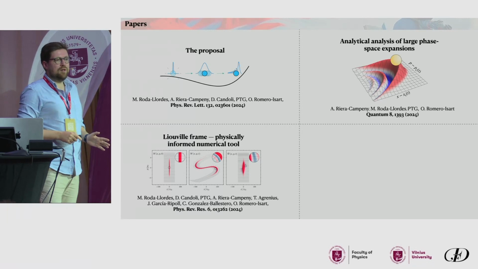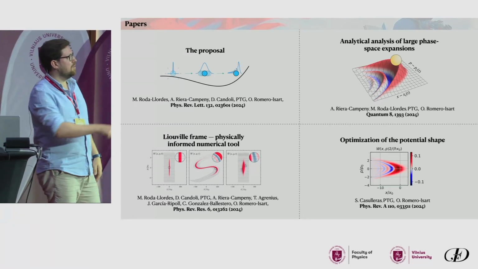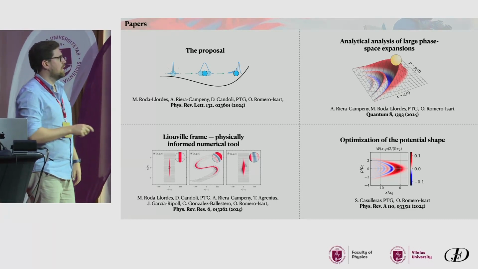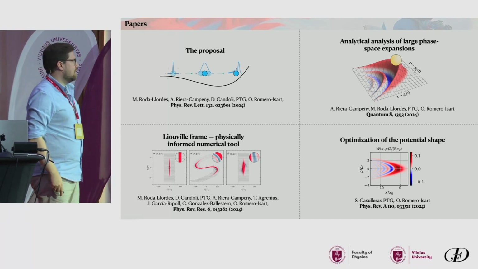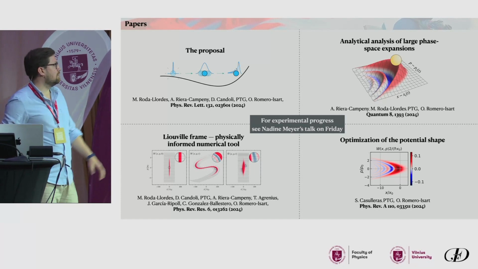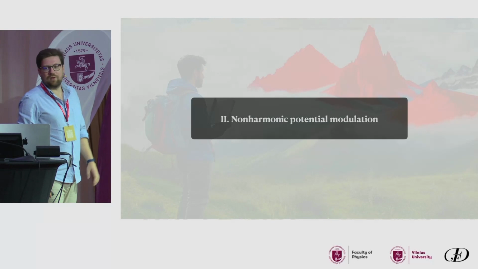This is a purely numerical approach. This is an analytical approach. And then we went a step further and we analyzed how to optimize this potential shape to provide the best dynamics. And if you would like to know more about the experimental progress, you can go and see Nadine's talk on Friday. All right, but what about the regime of atoms?